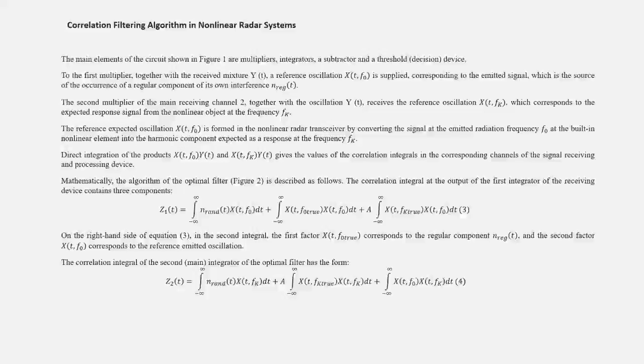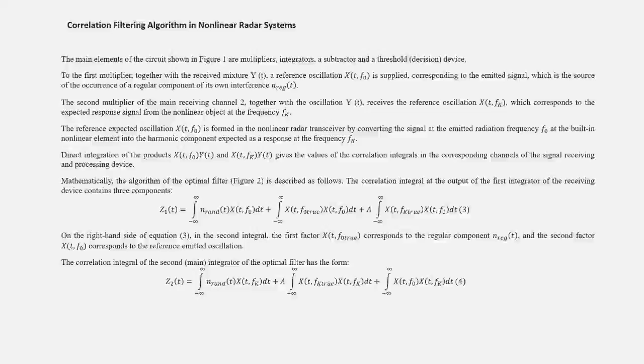To the first multiplier, together with the received mixture Y, a reference oscillator X is supplied corresponding to the emitted signal, which is a source of occurrence of a regular component of its own interference. The second multiplier, the main receiving channel 2, together with oscillation Y, receives the reference oscillation X, which corresponds to the expected response signal from the nonlinear objects at the frequency f_k.